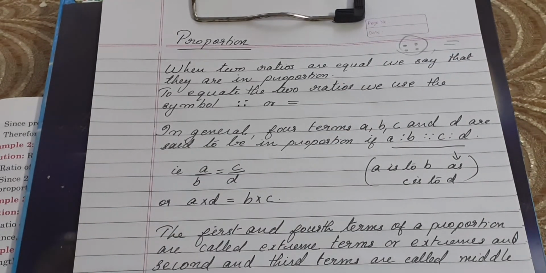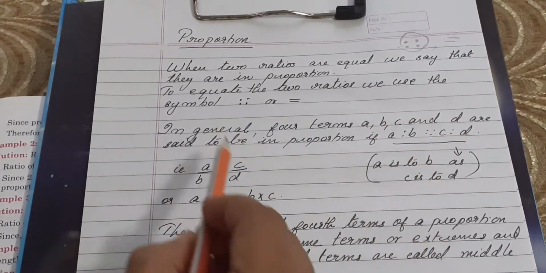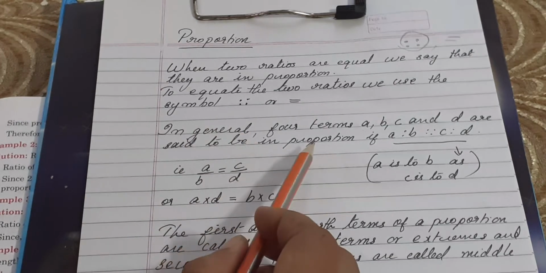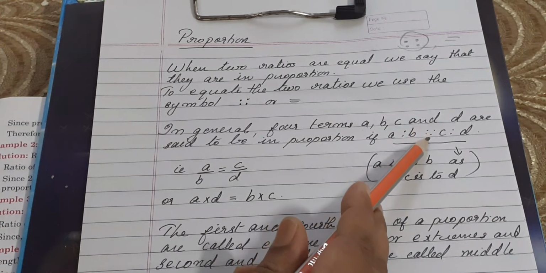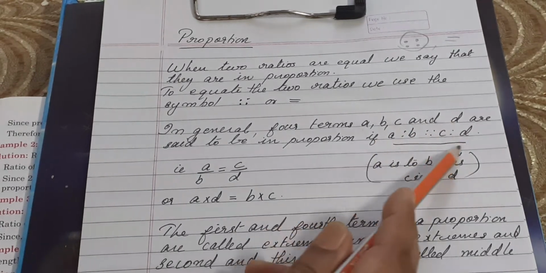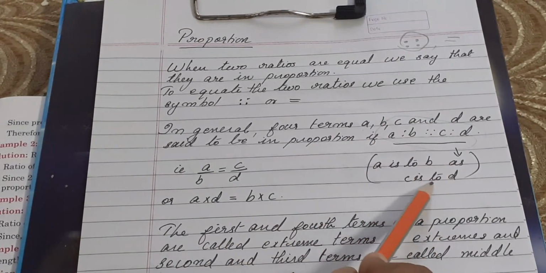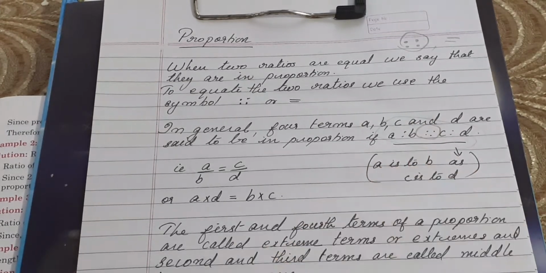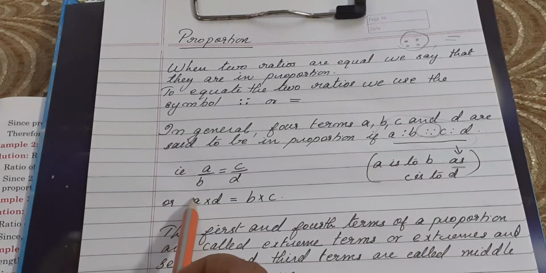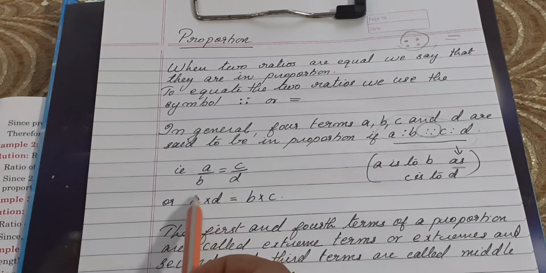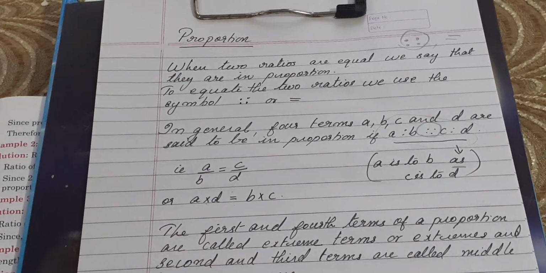Now, in general, suppose A, B, C and D are four terms. They are said to be in proportion if A is to B is proportional to C is to D. We read this as A is to B as C is to D. A is to B means A by B, which is equal to C by D. Otherwise, A into D is equal to B into C.